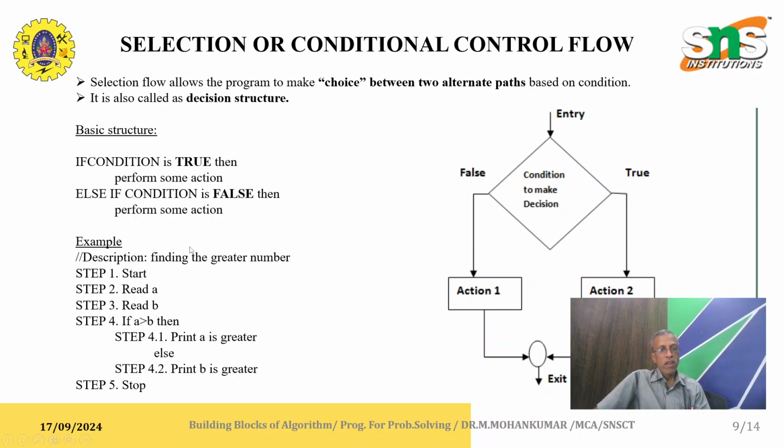Example, description of finding the greater number. Start, read A, read B. If A greater than B, then print A is greater. Else, print B is greater, and stop. Here is the flow chart. Entry, condition to make a decision. If it is true, action 2, and if it is false, action 1, and exit.